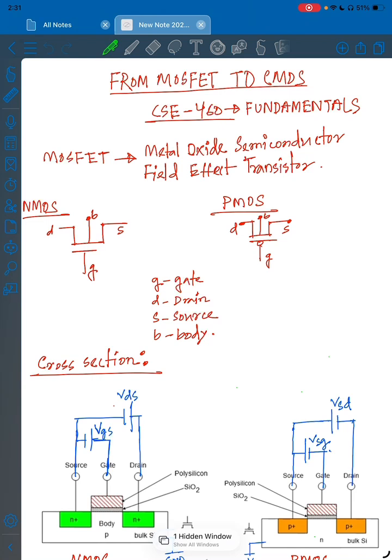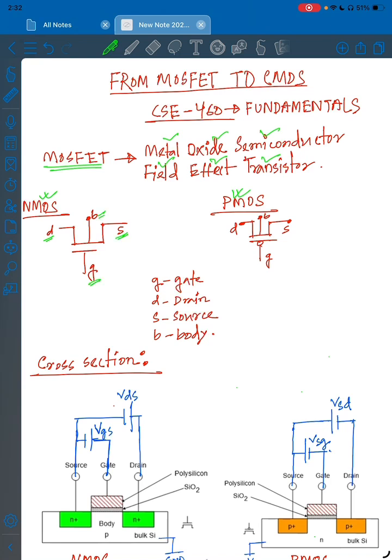The MOSFET or the MOS transistor is one of the primary components of modern ICs. MOSFET stands for metal oxide semiconductor field effect transistor. We can see the symbolic representation of two types of MOSFETs, the NMOS or N-type MOSFET and the PMOS or P-type MOSFET. The MOSFET has four terminals: the drain terminal, the source terminal, the gate terminal and the body terminal.